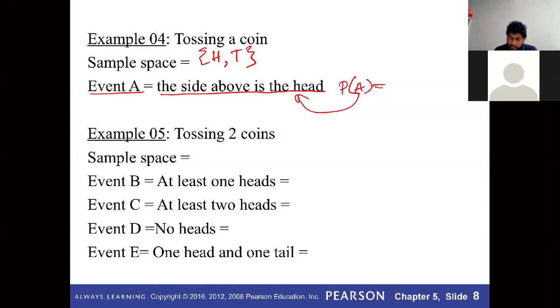At least. These are very important terms. At least means there should be at least that number of occurrences in that event. Here, at least one head. So at least one head should be there. No head means there should be no head. We can define our event any way you want, but it should give you a precise idea of what this event is.